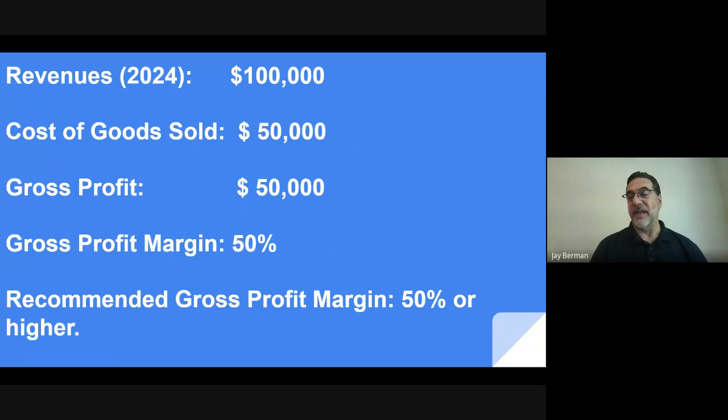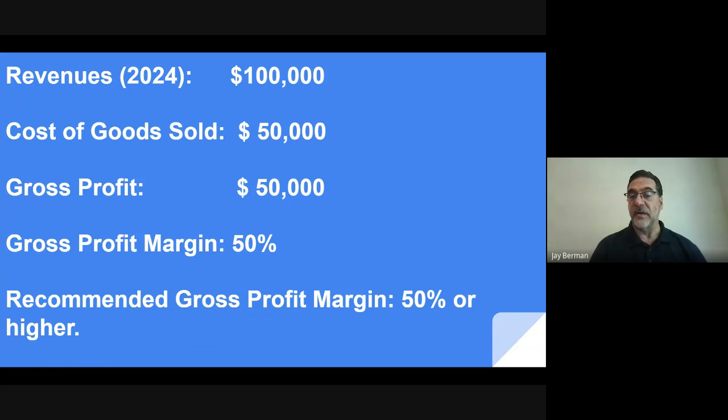So here's an example of a very basic income statement. Let's say your revenues in 2024 were $100,000. Let's say you were selling shirts, and the cost of goods sold was $50,000, so it cost you $50,000 to have those shirts manufactured. Now your gross profit is $50,000. So it's very, very simple. It's $100,000 minus $50,000 equals $50,000. Your gross profit margin is, in this case, 50%.